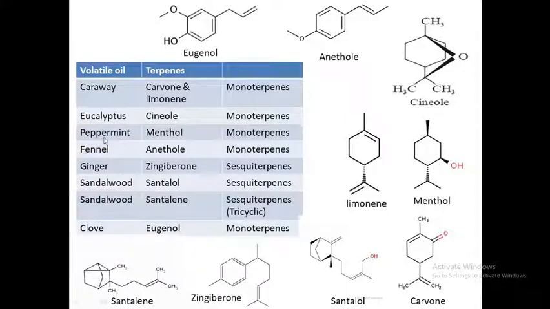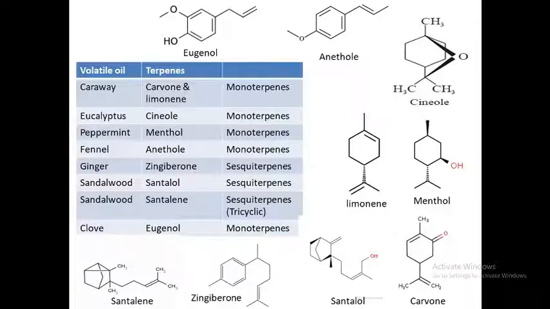Next, the peppermint oil, which consists of menthol as a terpene. So this menthol is again a cyclic monoterpene. Next, the fennel. The fennel basically consists of anethole. Anethole is again a monoterpene. You can see the structure. You can count the number of carbons as 10. So anethole is again a cyclic monoterpene. Next, the ginger consists of gingerone as a terpene. So you can see the structure of gingerone. It is a cyclic sesquiterpene because it consists of 3 different isoprene units.